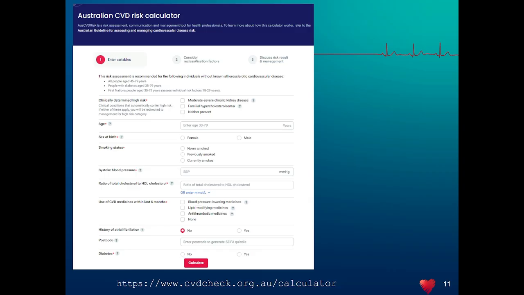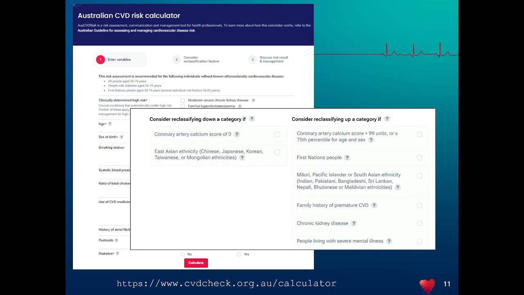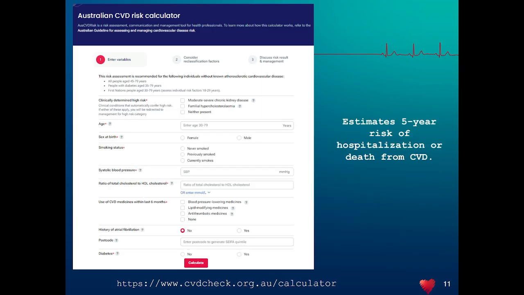And there are a couple of other key things. One of them is the postcode, which is a very crude indicator of their socioeconomic status. And more importantly, it also has a capacity to reclassify patients based on their ethnicity or their other comorbidities, whether they can be downgraded or upgraded in terms of their cardiovascular risks. So I find it very useful, and I use it quite commonly whenever I have been referred a patient for preventative or risk assessment. What it tells us is basically you put in all these numbers and details and yes and no's, and it gives you an idea of their estimated 5-year risk of cardiovascular event or hospitalization.